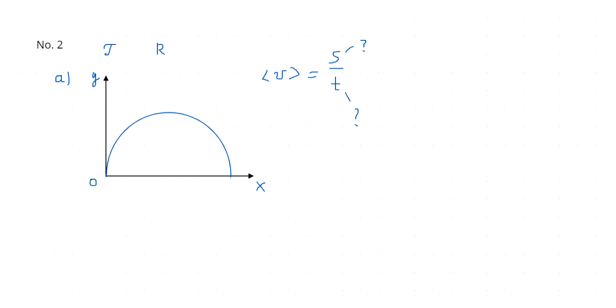So let's try to understand the situation. The whole path is a half of the circle according to the condition. So the path of the material point is here. So this is our S.